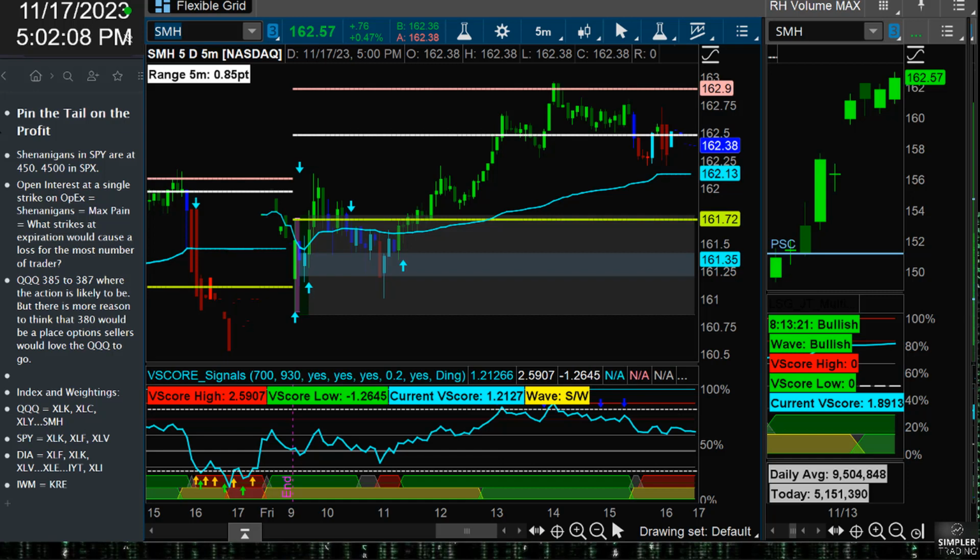Ask yourself, where are we? Where's the VWAP? Really anything between 162.5 and 160 was going to be a really good level to exit. So that's how you would use it as a profit. So pin the tail on the profit. It could be not only where are we likely to close, it could also be if I've got an open position that is expiring today and a big winner like we had in QQQ and SMH, here's how we could better define, fine-tune where to take profit. Hope that helps.